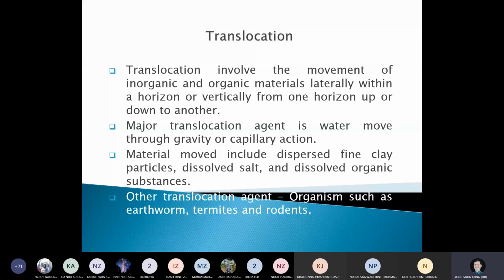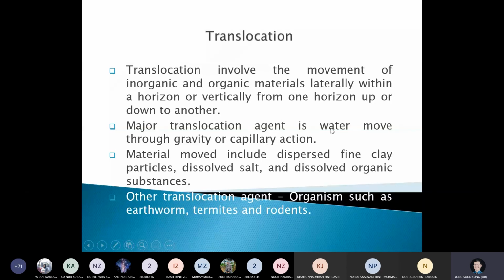Because why? The one that is common is vertical. Because why? You always have gravity. And that is why you have vertical translocation. So this vertical translocation happens between two or several horizons, up or down. So don't think that it's always down, although most likely it's going down. But sometimes it could also go up due to certain factors. Okay? Now, the agents are usually water and also gravity.